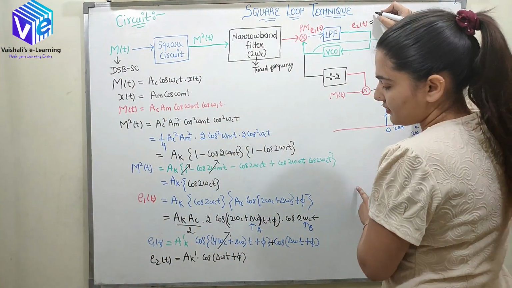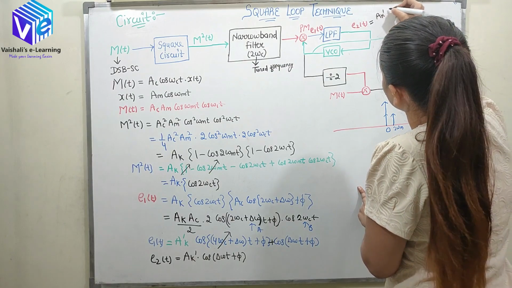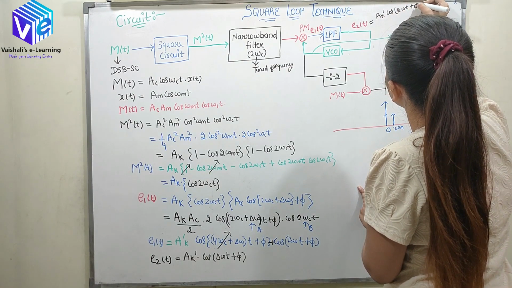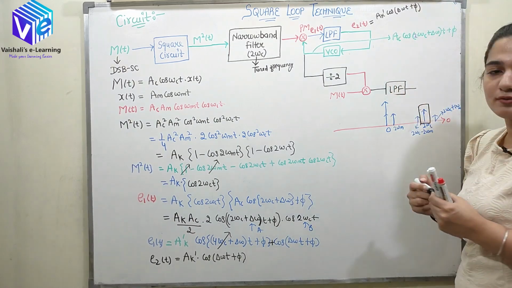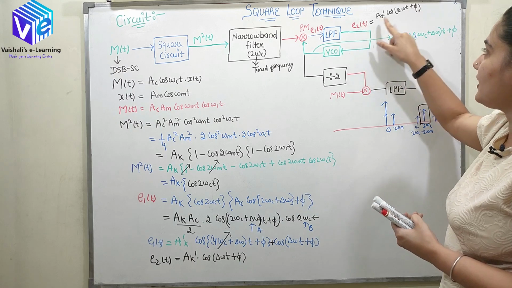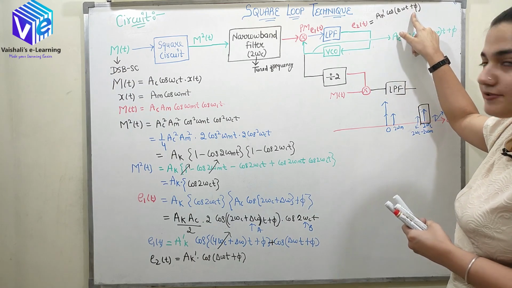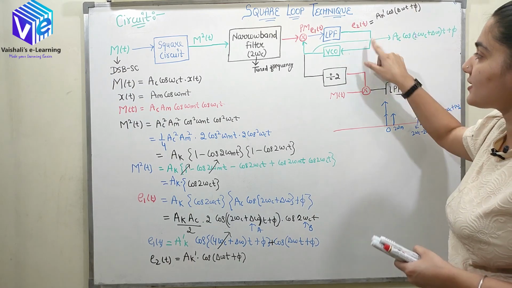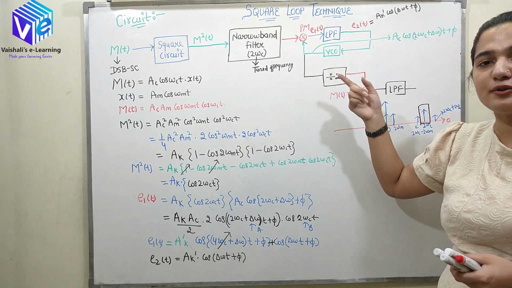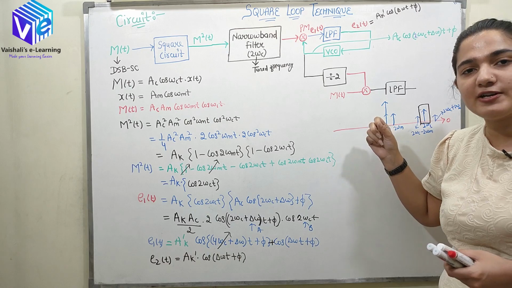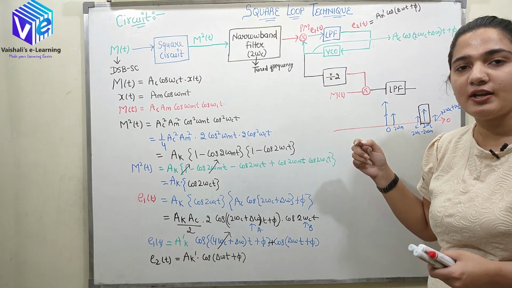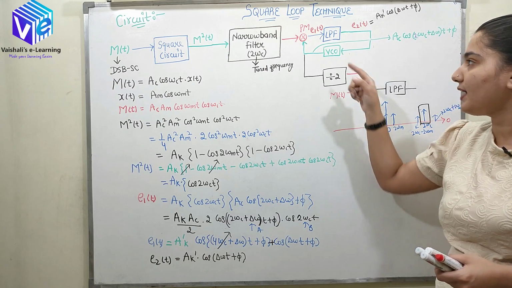Now E2t is AK dash cos of delta omega t plus phi. So I hope you can see that in the E2 signal I have delta omega as well as phi. Now it is connected to the voltage controlled oscillator, so the voltage controlled oscillator can be tuned to different frequency and different phase. It has a knob, so I'll start changing the frequency and the phase with the help of the knob.